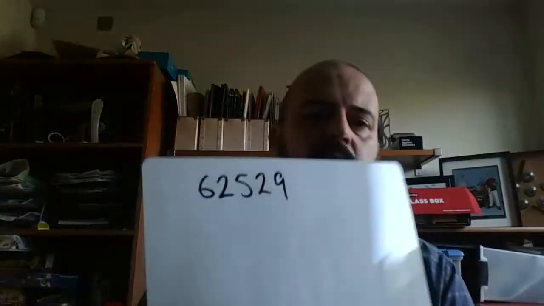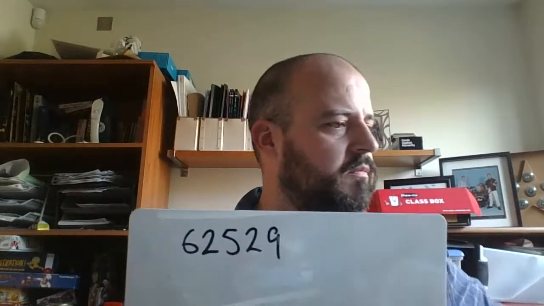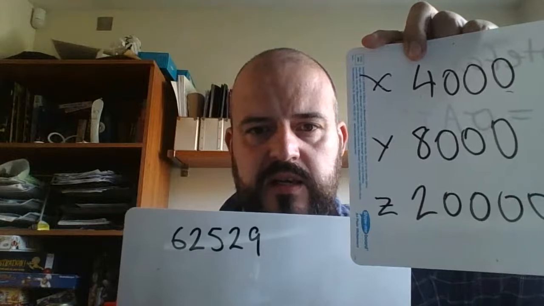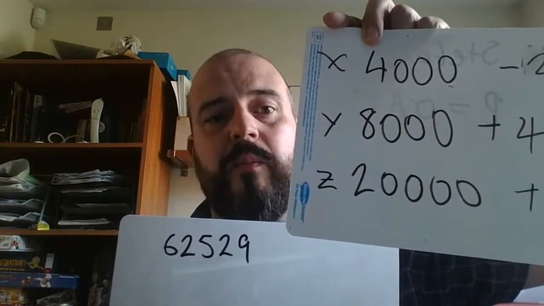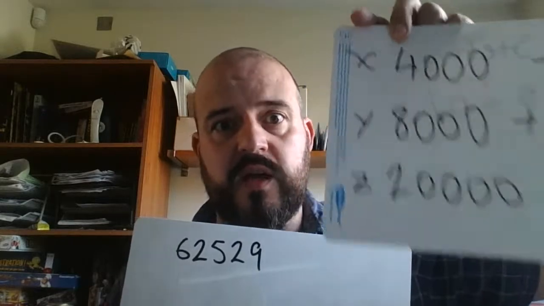62,529. Right, what does that mean? That means that star X is 62,529 times brighter and more powerful than star Z.